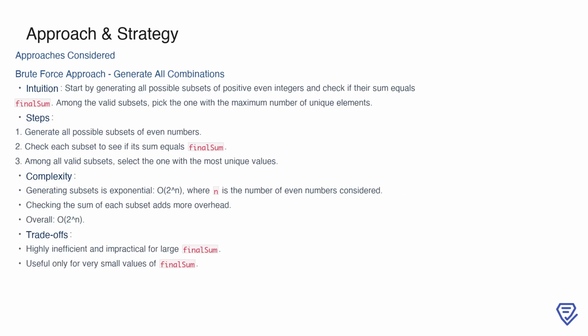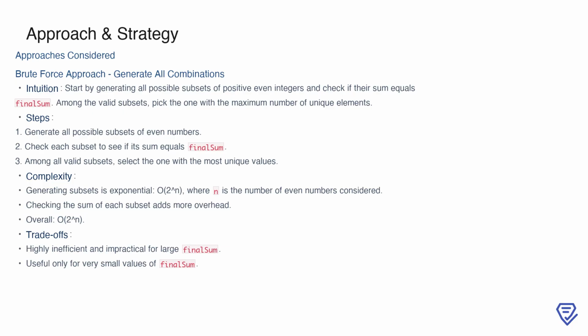To start, let's consider the brute force approach. The main idea here is to generate all possible subsets of positive even integers and evaluate them to find which subset sums up to the given final sum. Once we identify all valid subsets, we would then select the one that contains the maximum number of unique values. The steps for this approach involve generating all subsets of even numbers, checking if their sum matches final sum, and selecting the subset with the most distinct elements.